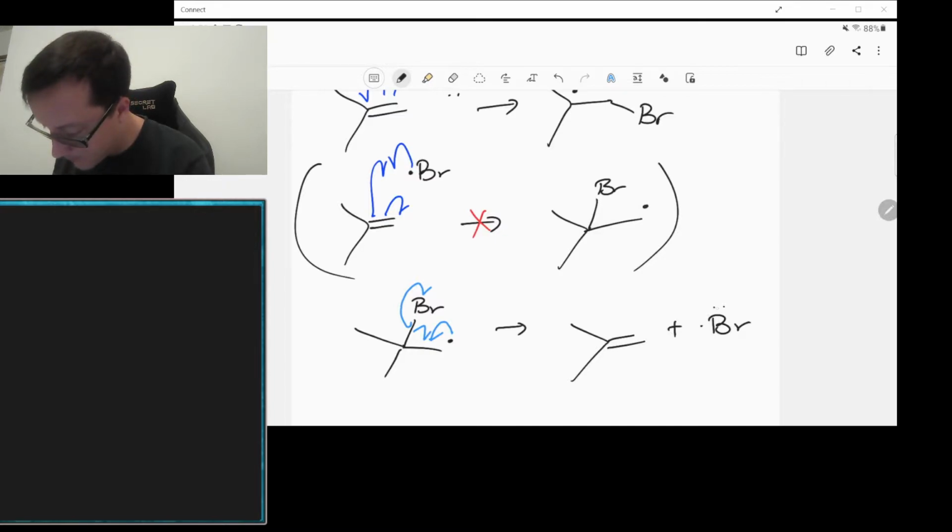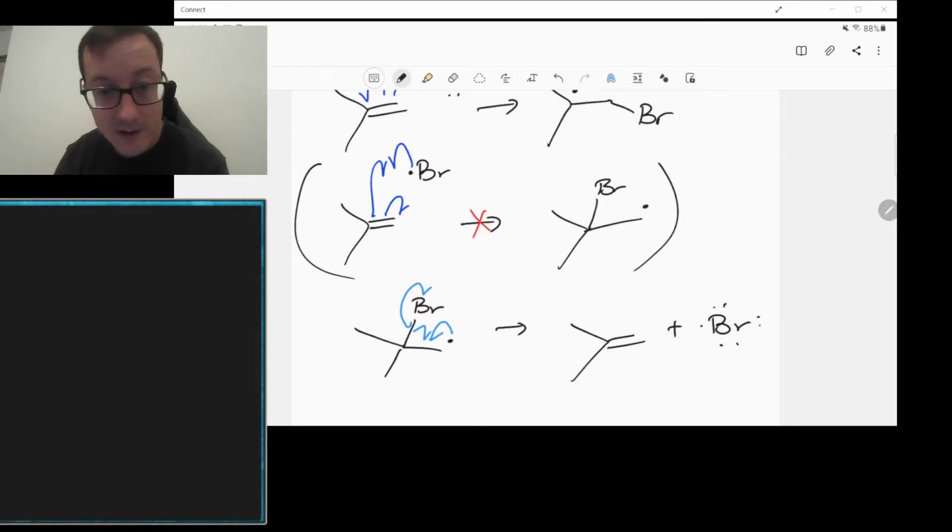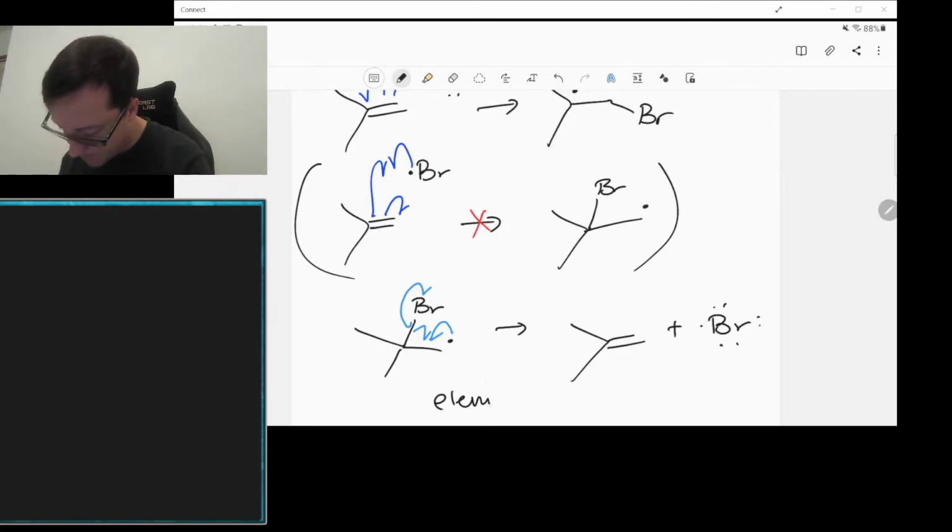The opposite process here, and notice we have a bromine radical now. This is elimination to form a pi bond.